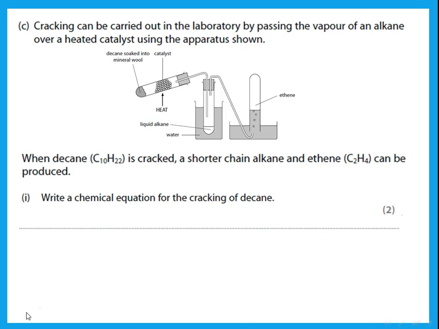Okay, cracking can be carried out in the laboratory by passing the vapor of an alkane over a heated catalyst using the apparatus shown. So remember, what's cracking? We said cracking is the breakdown of long chain hydrocarbons into shorter chains. So he's saying when decane is cracked, a shorter chain alkane and ethene can be produced. So write a chemical equation for that.